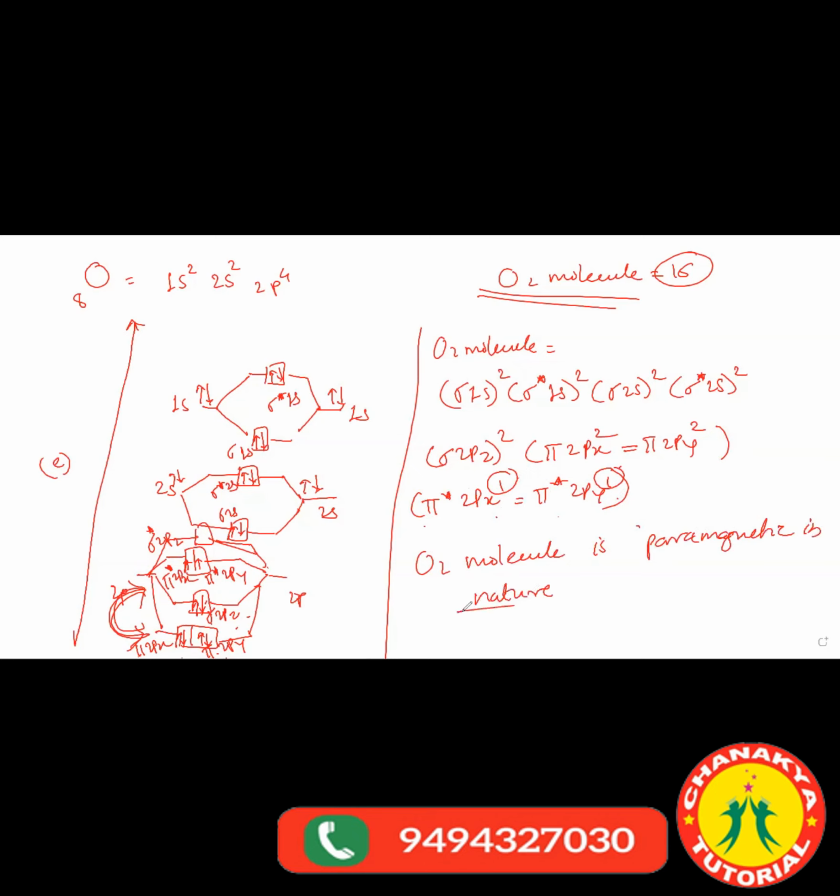If it is a double bond, 2 electrons would be present, and that time it would be what? Diamagnetic. If a single electron is present, that time it will be paramagnetic in nature.